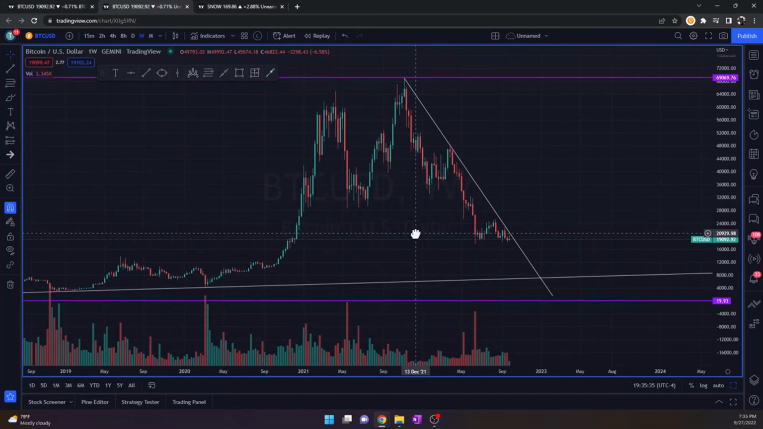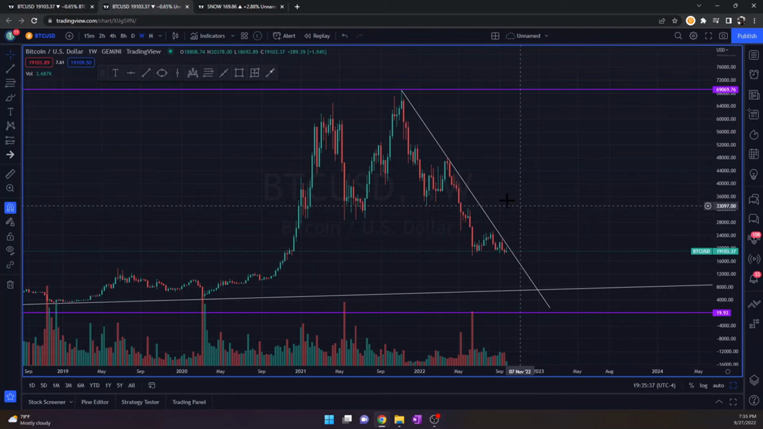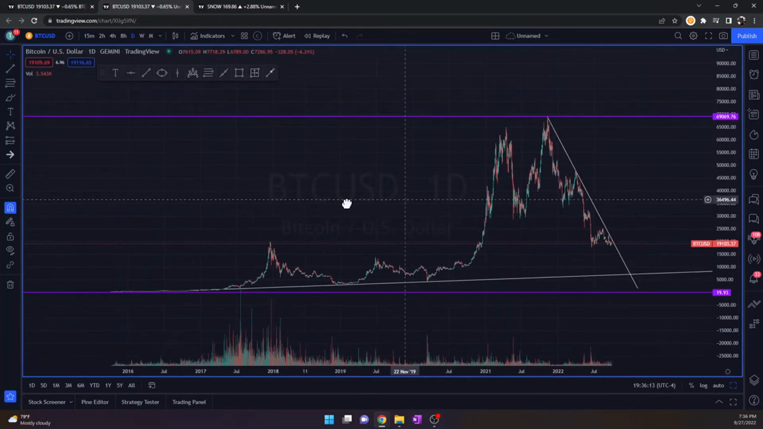So for me to consider the price is breaking out on this weekly chart, I would want to have a candlestick close above this trend line. And like I said, trend lines are very subjective. That's just the way that I'm looking at it right now. Okay, so let's take a look at the daily chart. All right, so this is the daily chart.